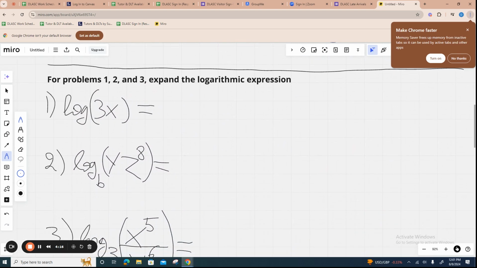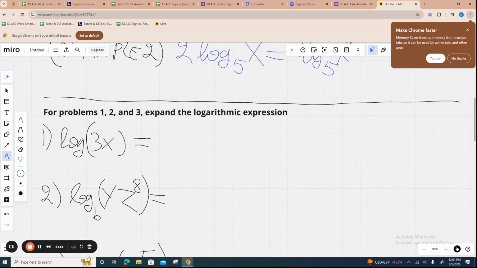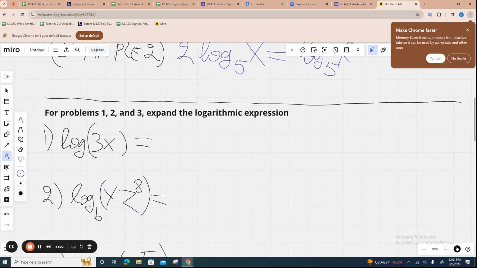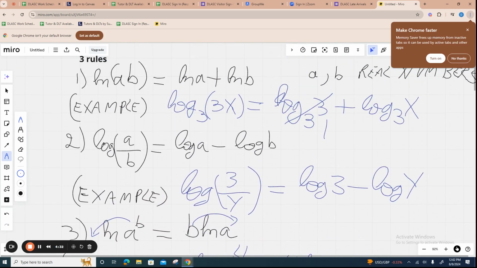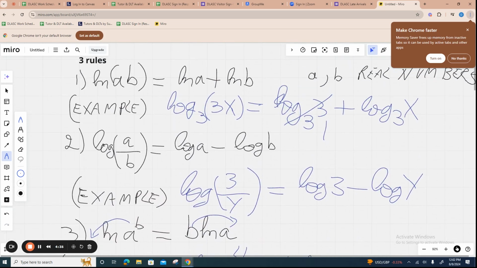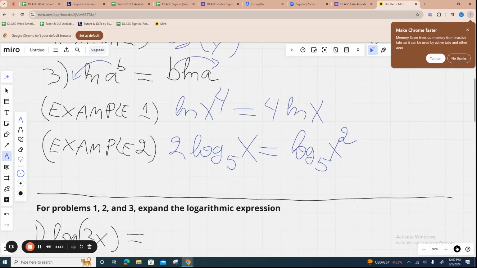So the next step is going to be for us to do 5 actual problems in this video. And the first 3 problems, they're asking you to expand the expression. And notice here that I am repeating this one, and I'll explain why at the end of the video. I'm repeating this log base 3 of 3x.